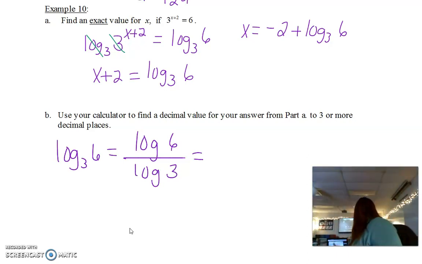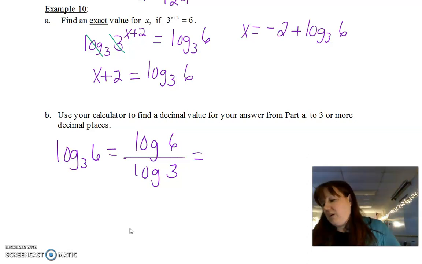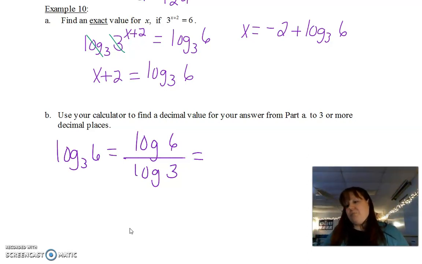That is one that I did do before as well, but now I'm second guessing myself. Actually, I wrote down the final answer, but I don't have that. Okay, so when you do log base 10 of 6 divided by log base 10 of 3, you get 1.63.